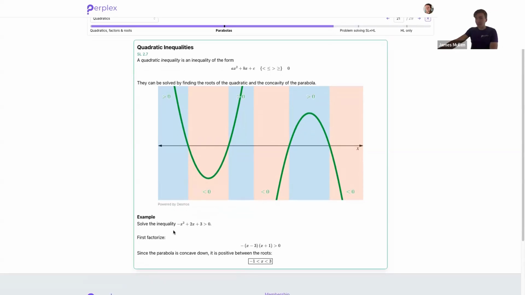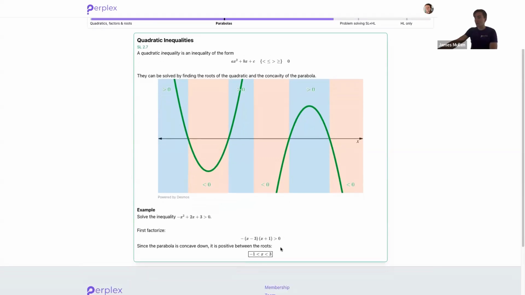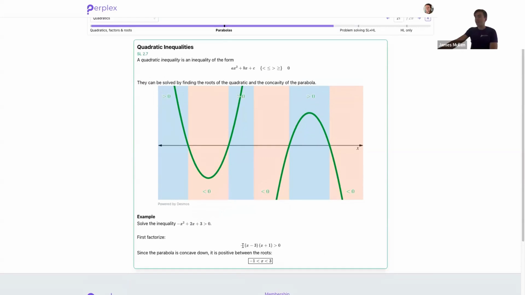But let's do this example. I have negative x squared plus 2x plus 3 is greater than 0. We're not going to go over it again, but we can factorize this quadratic and write it as negative (x minus 3) times (x plus 1), okay? And because there's a negative in front, it's going to be a concave down parabola. So it's something like this.